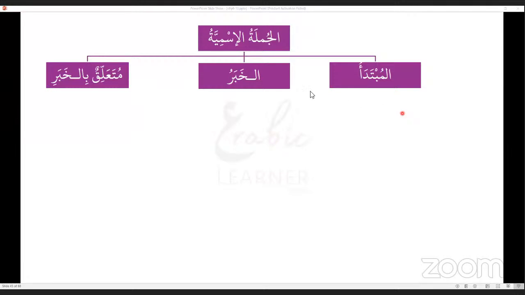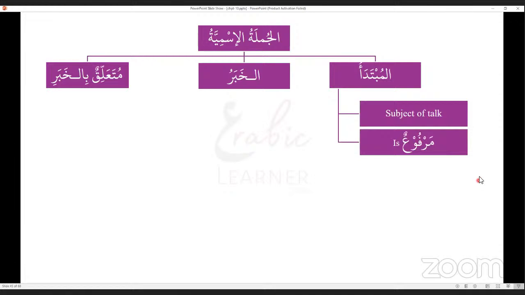Al-Mubtada, Al-Khabar, Mutalik bil Khabar. I am repeating this slide again, okay? Now what is Mubtada? Mubtada is the subject of talk. What else? Mubtada is marfu. I'm not saying always marfu. Take it as marfu only now. Then most of the time mubtada is ma'rifa.